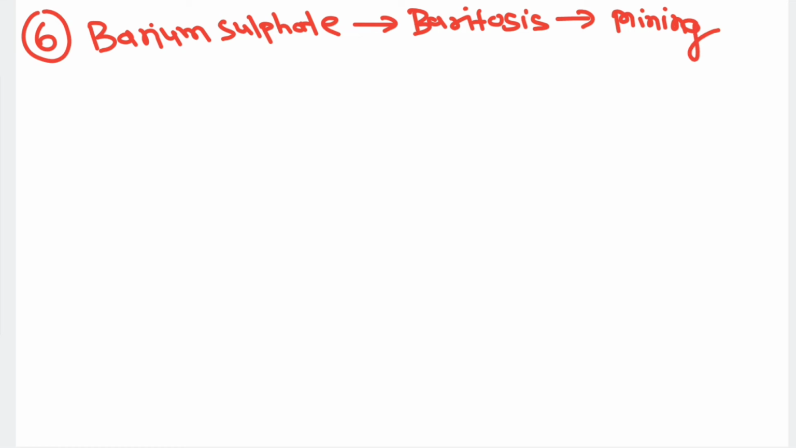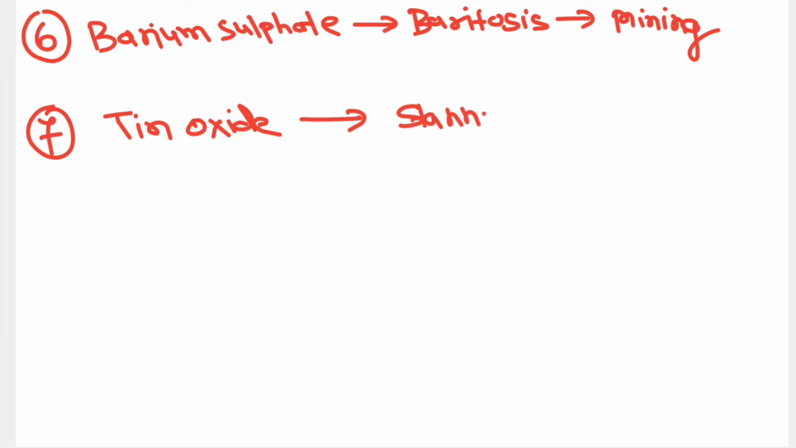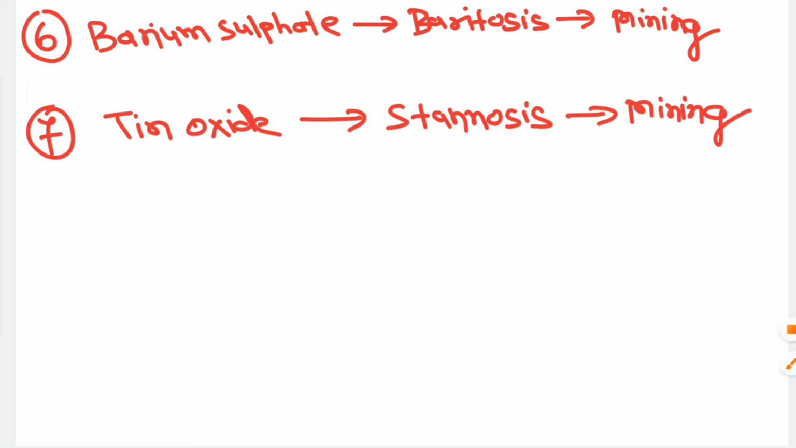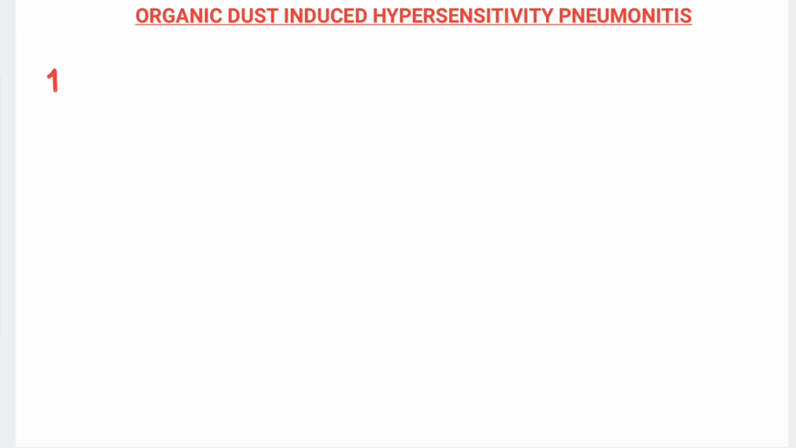All right. The seventh example of mineral dust category is tin oxide, which can lead to development of stannosis, and exposure is by the mining. So these all are the example of mineral dust category lead to development of pneumoconiosis. Now let's see the organic dust induced hypersensitivity pneumonitis. So let's see the example of organic dust induced pneumoconiosis.